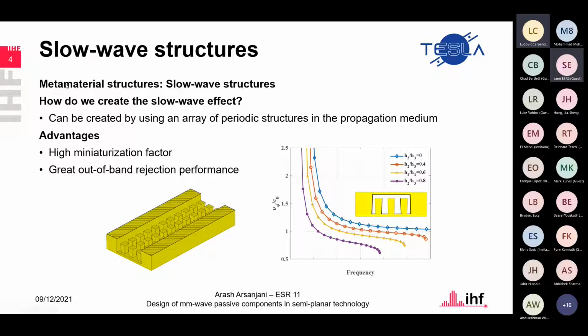On the right, you can also see that the blue line shows the phase velocity of a normal waveguide, and as we increase the height of the pins inside the waveguide, you reduce the phase velocity and get interesting effects that you can work with.